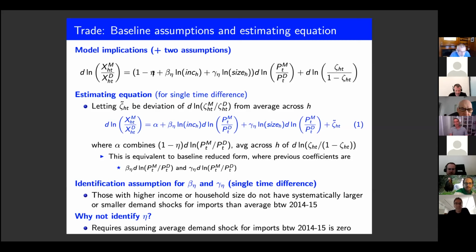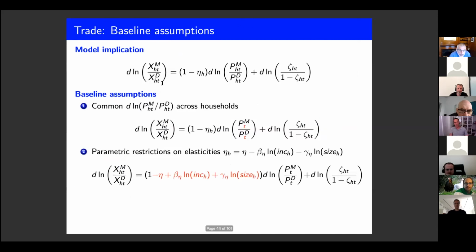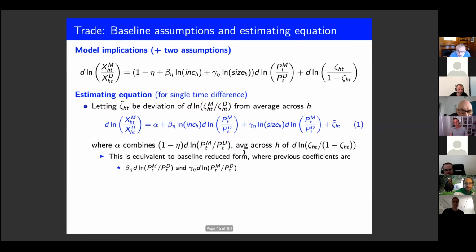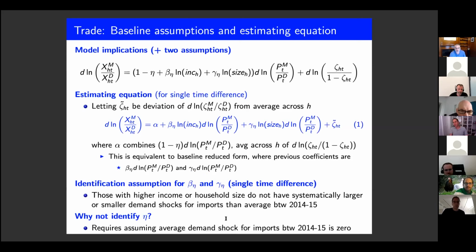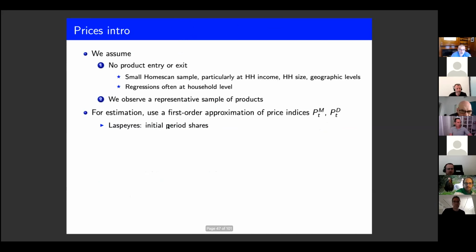Now, why don't we identify this eta here? Remember what this eta is? It's this constant here. To identify that, you need to assume that there are no demand shocks at all, that those are zero. So we're not going to push that too much. What we're interested in is how the elasticities vary with income, so we're interested in these betas. We're going to construct prices using the data that we have. We cannot take into account product entry and exit because the data is just too sparse.